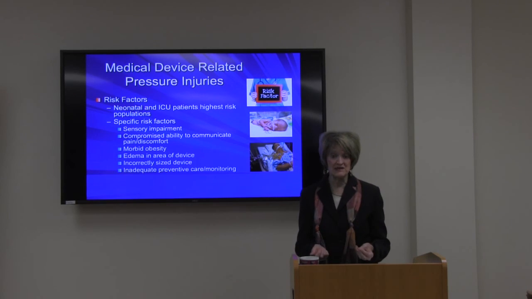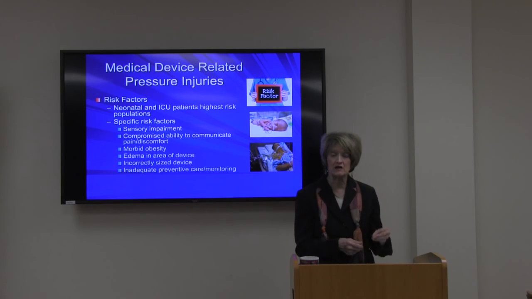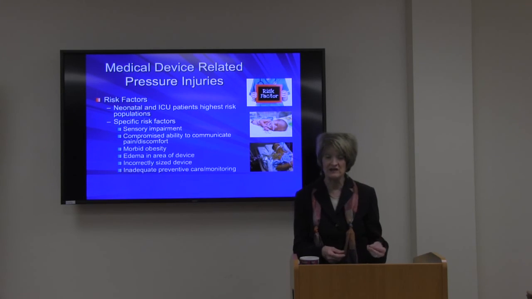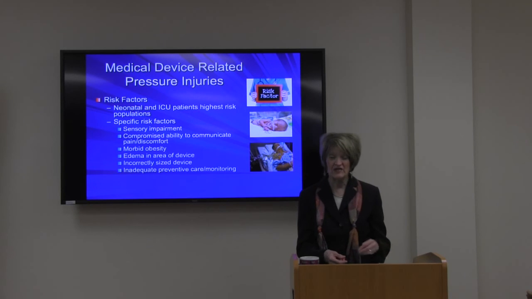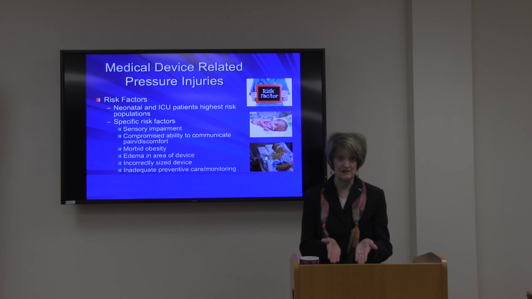What about morbid obesity? Why is that a risk factor? Well, devices can get buried in body folds. Tubing can get buried in body folds. Tubing can get compressed under a very heavy leg and you might not know it. Things can get lost in the bed, embedded in body folds, and we might not even know it for a little while unless we're very meticulous in our monitoring for these patients. So, morbid obesity for obvious reasons.